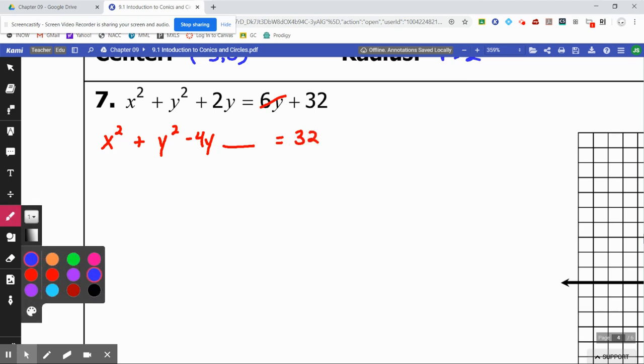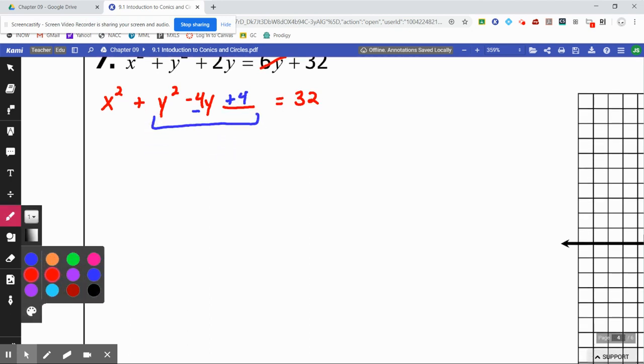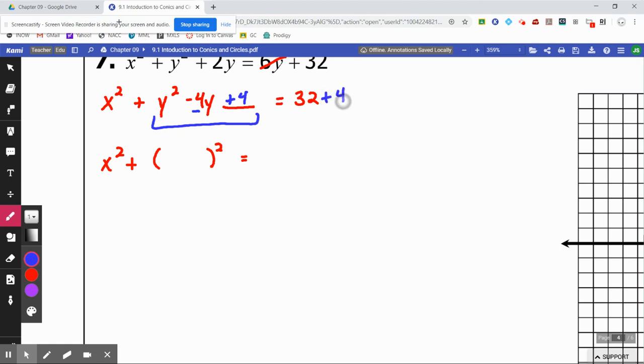To complete this square, we're going to take half of this term and multiply it by itself. So there's my completed square. So that turns my equation into x squared plus. This should now be a perfect square when you factor it. And I always forget this. If you add 4 to one side, make sure you add it to both sides.